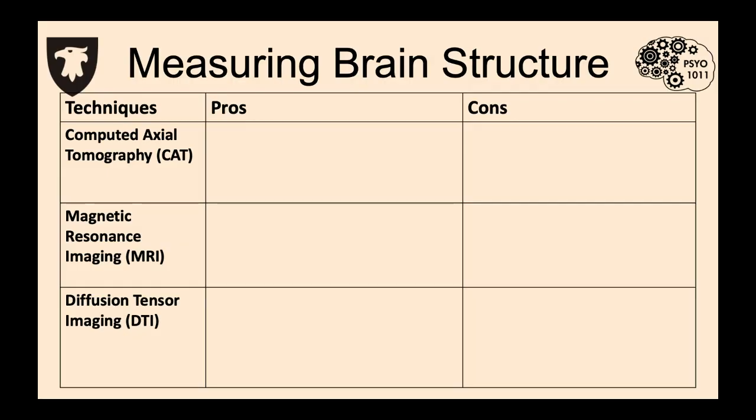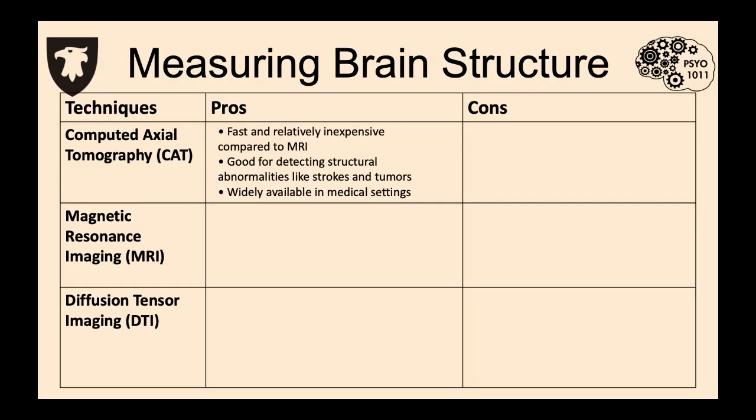Yeah. Fast and cheap. You pretty much nailed it. So fast and relatively inexpensive compared to MRI, and we'll get to the MRI details right after. Very good for detecting very obvious structural abnormalities. So if there's a big tumor or there's a stroke, CAT scans can detect that no problem.